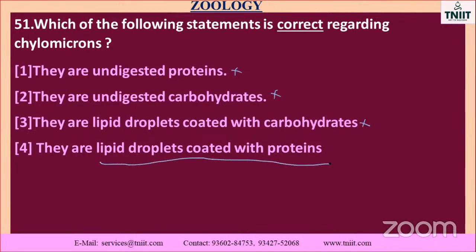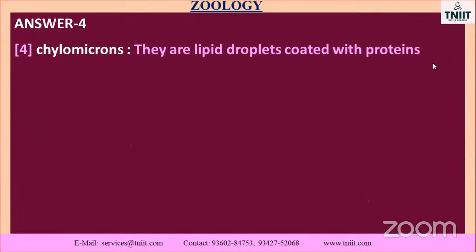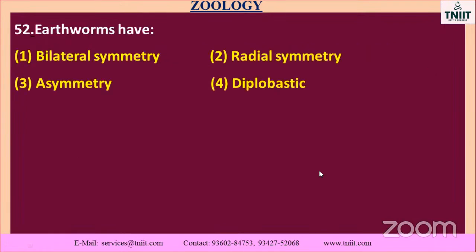Don't forget, chylomicron is made up of two components. One is the lipid droplet coated with protein. The lipid droplet is here, and on the outer side the protein is coated. This is protein, this is lipid. This is called chylomicron. So the fourth option is correct, and all the other three are wrong. Don't forget, my dear, this is a NEET 2023 question. They are lipid droplets coated with protein molecules. Already we saw it.